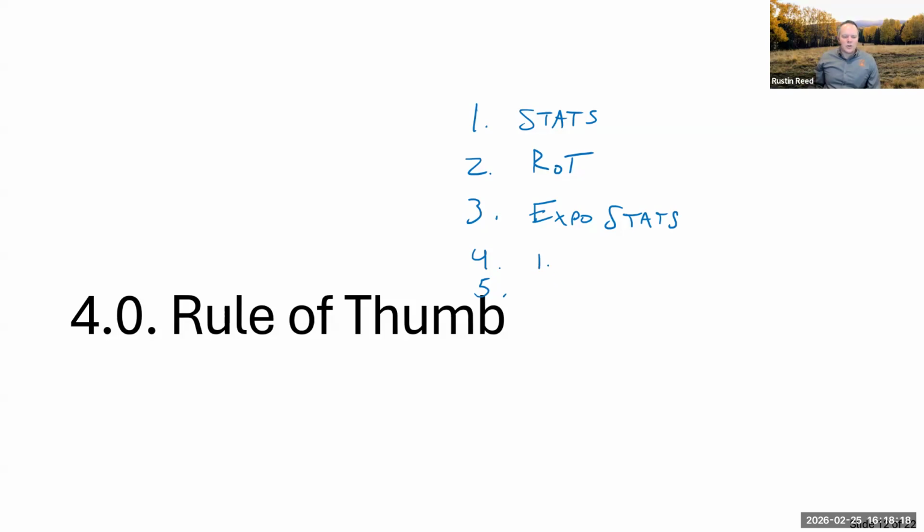Then we'll look at interpreting our results, and the last day we'll look at controls. So let's talk about the rule of thumb.